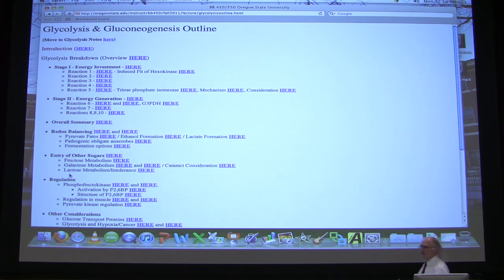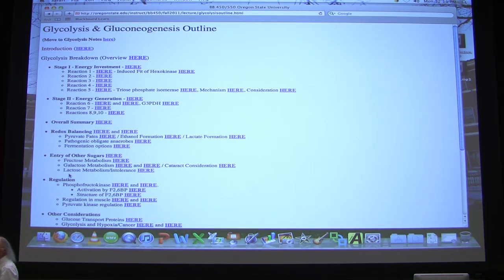And so glycolysis is like that. For our purposes, glycolysis will be a pathway that starts with glucose and ends at pyruvate. Okay, starts at glucose and ends at pyruvate. You'll see as we get going further into that that that is a bit of an arbitrary thing.